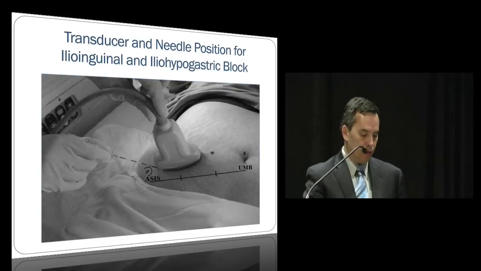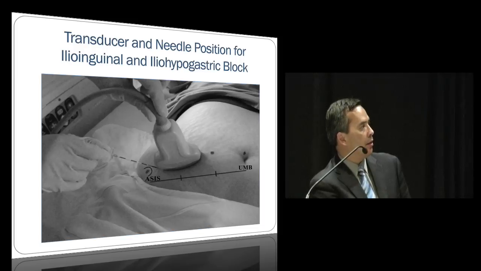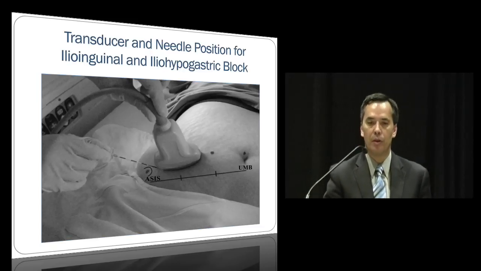So here's just shows it for the ilioinguinal iliohypogastric. So here's the anterior superior iliac spine. Here's the umbilicus, and you put your probe in this area, and then you just move it in line, so wherever you can get your best visualization. And then you have your needle in line, and then as it pops through, it'll come into visualization. So I'll show you more slides that show that.